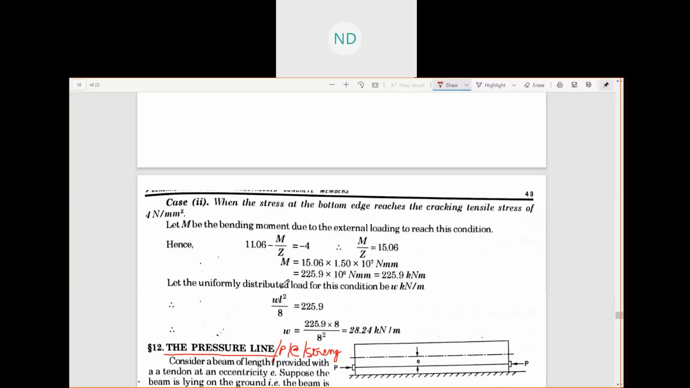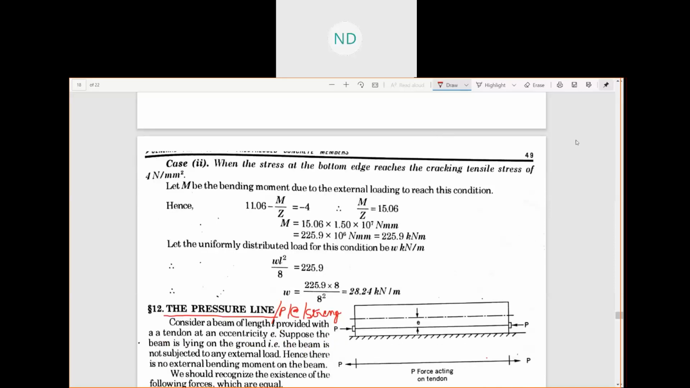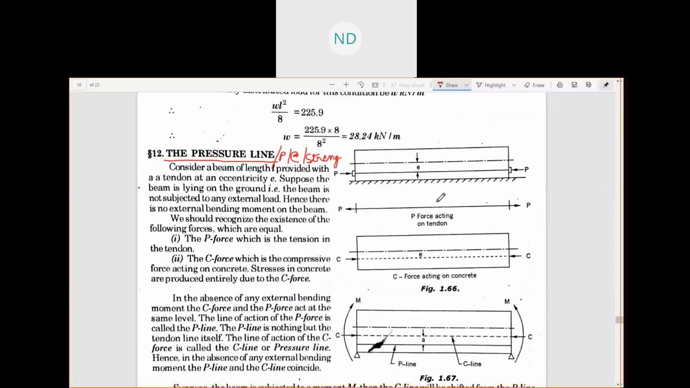Now we are going to go with the pressure line method. Now, what is the pressure line method? What does that mean? You see here, if we consider this beam of length, suppose L, which is provided with this tendon with an eccentricity E from the CG. Suppose this beam is lying on the ground, that is, the beam is not subjected to any external load, hence there will be no bending moment on the beam. Okay.